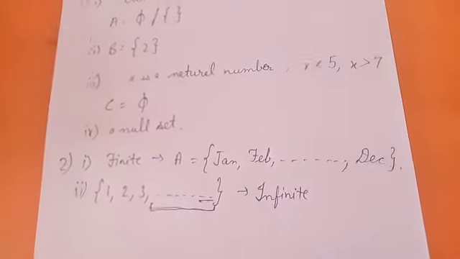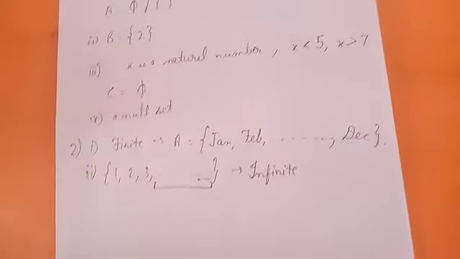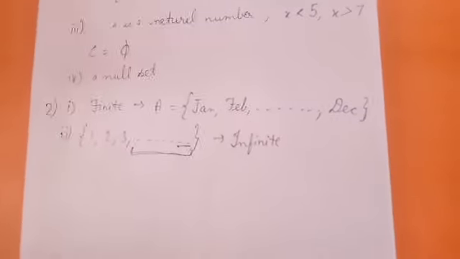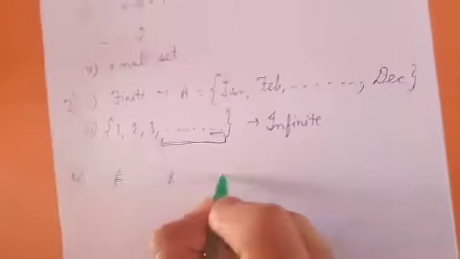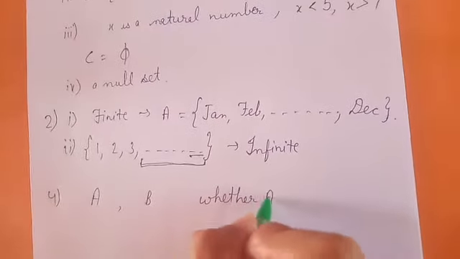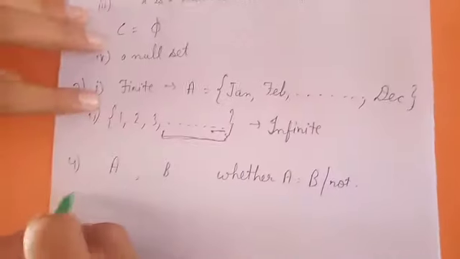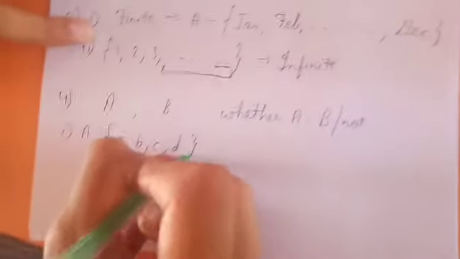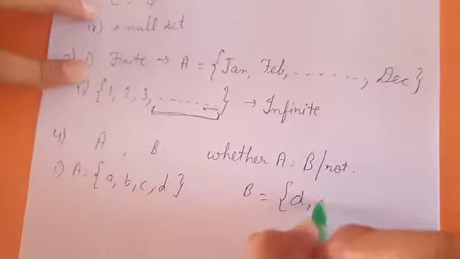Now question number 4. In question number 4, you have to check whether A is equal to B or not. Means we are given two sets A and B, and we have to check whether A is equal to B or not. So first, A is given to us as {A, B, C, D}, and B is given to us as {D, C, B, A}.